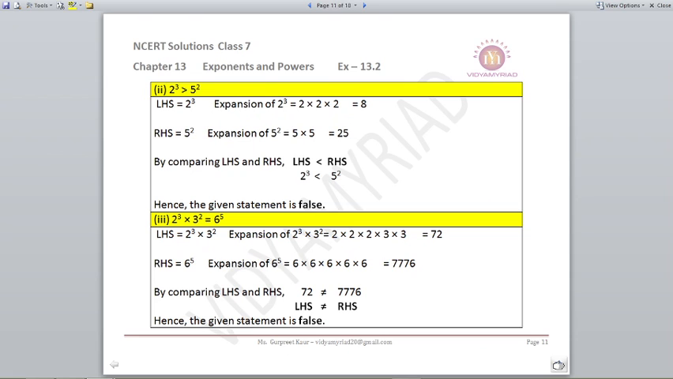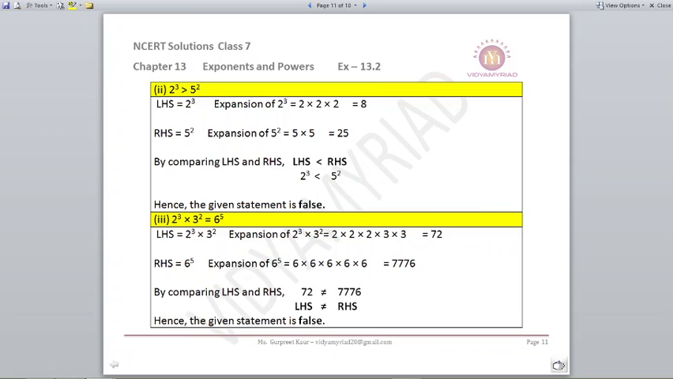Second part. 2 raised to power 3 is greater than 5 raised to power 2. Let us see left hand side. So 2 into 2 into 2, 8. Right hand side, 5 into 5, 25. So which one is greater and which one is lesser? 25 is greater. That means 5 square is greater. It means my statement is wrong. Left hand side is less than right hand side. So statement is false.